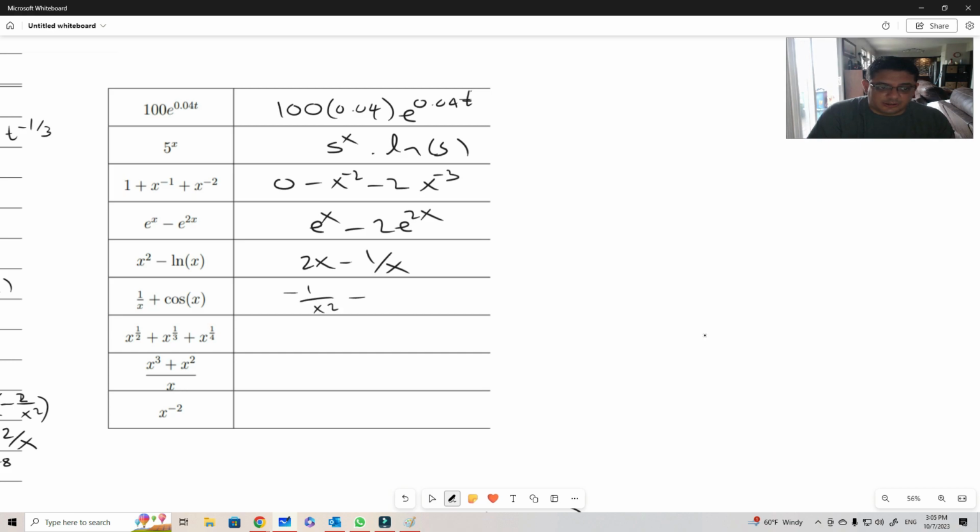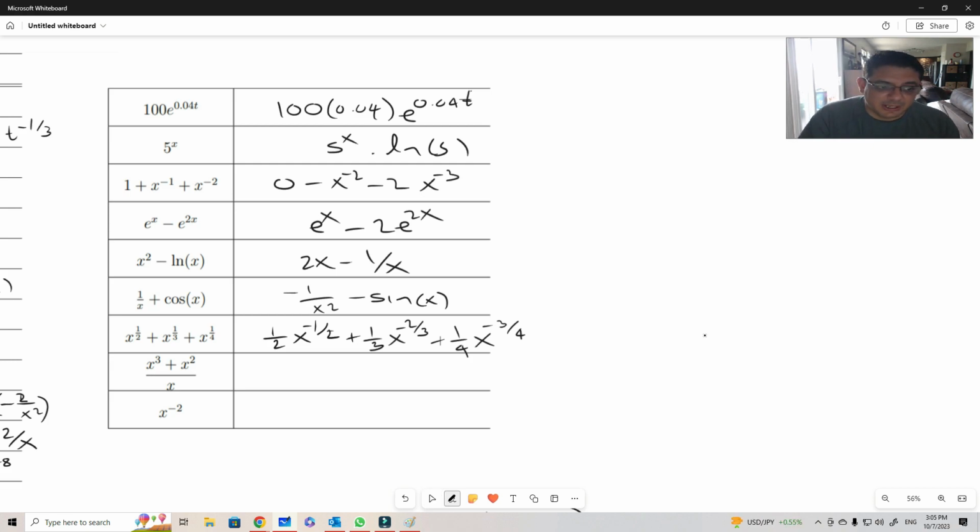And the derivative of cosine is minus sine. Now we have a bunch of different rational exponents here. This is going to be 1/2 x to the minus 1/2, subtracting really quick the 1, plus 1 over 3 x to the minus 2 over 3, and plus 1 over 4 x to the minus 3 over 4. In all these scenarios here, I already subtracted 1 from the power for the derivative, so I'm just doing it really quick.